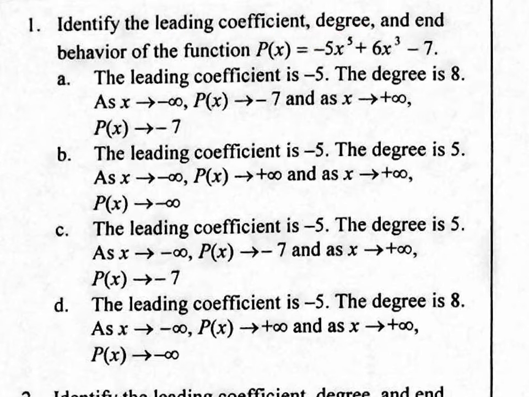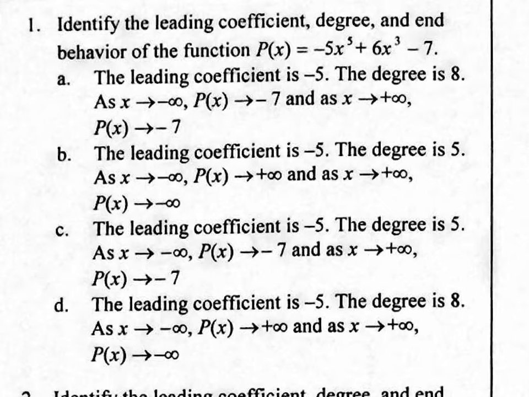The degree is the highest exponent. It's not 3, it's 5. Degree is 5. And the end behavior, well, you got to think about if this is an odd function or an even function. Remember, if it's an even function, then they're both going to end pointing up, kind of like a parabola. But if it's an odd degree function, then it's going to end up like a cubic function like this. But if it's negative, then it doesn't go like this. It gets reflected like this.